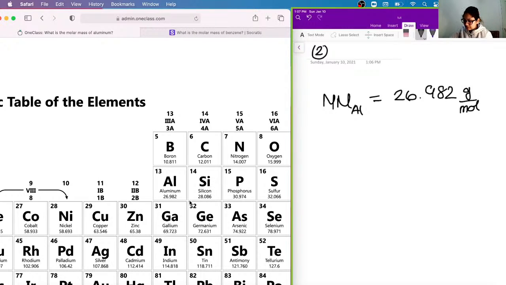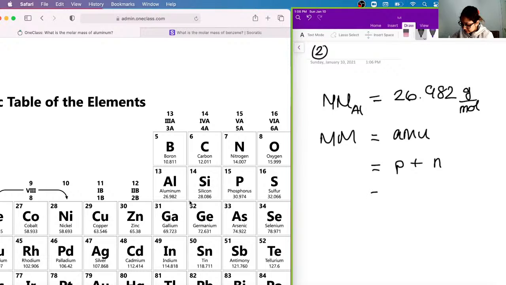Since this is not a compound, aluminum is not a compound or a molecule. It is an atom, an element. So another way to find your molar mass is that it is equivalent to the atomic mass unit of an element. You find the atomic mass unit by adding the number of protons plus the number of neutrons.